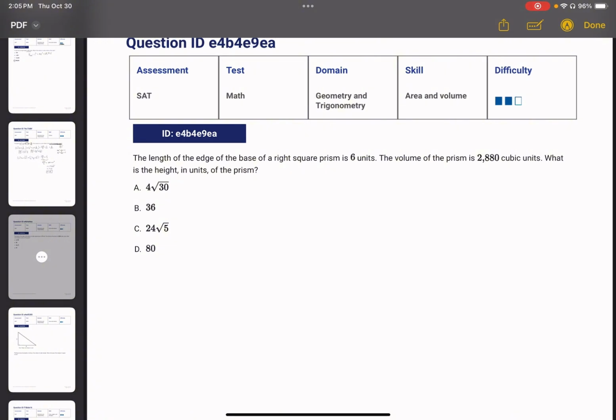Okay, this next problem. The length of the edge of the base of a right square prism is 6 units. The volume of the prism is 2,880 cubic units. What is the height in units of the prism? So the volume of a square prism is equal to side length squared times h, the height. So we get a little visual here. Not my best drawing, but you get it. So this is the side length, that's the side length, that's the height.